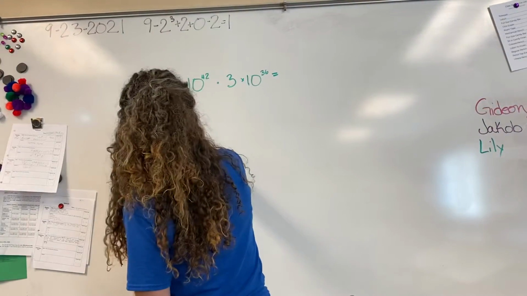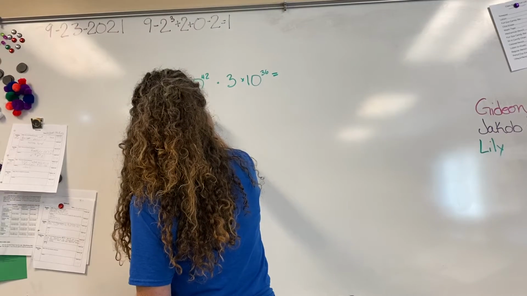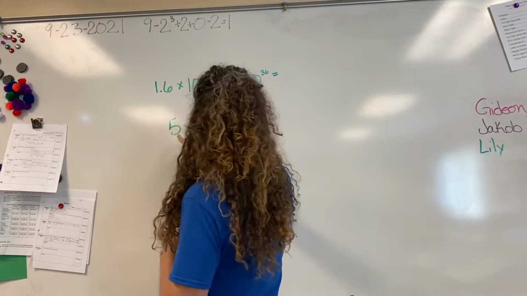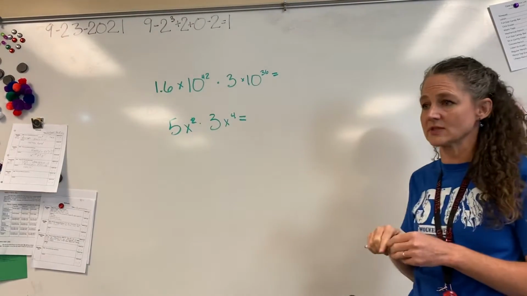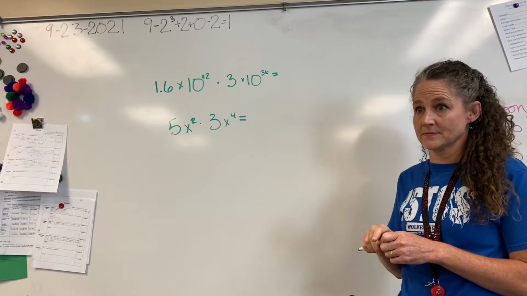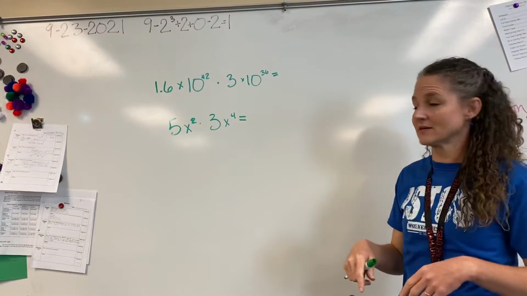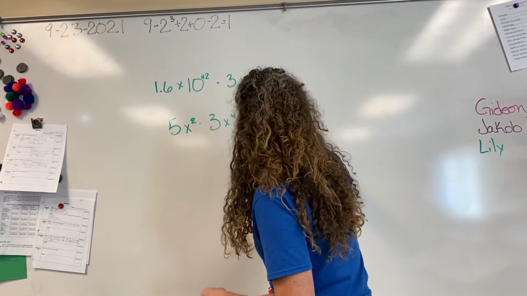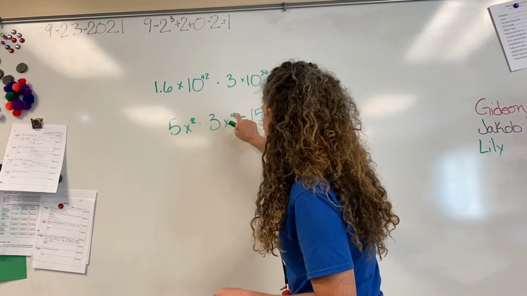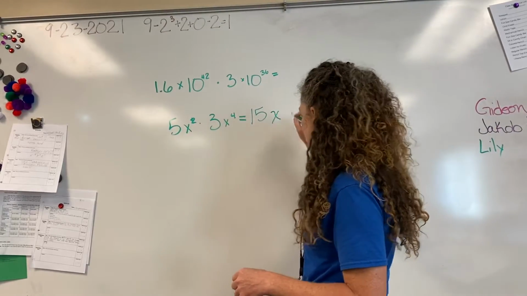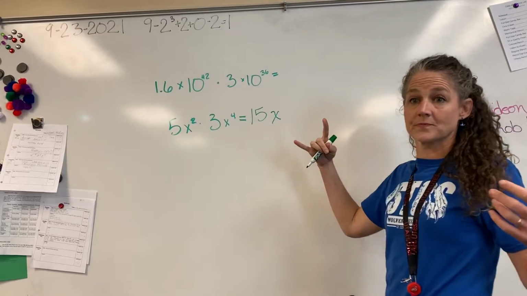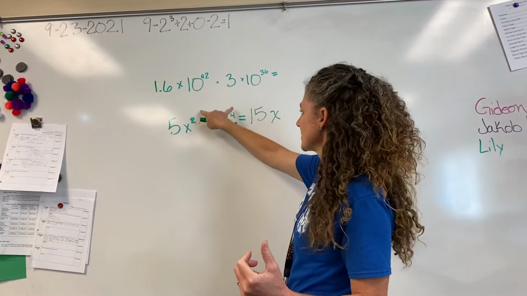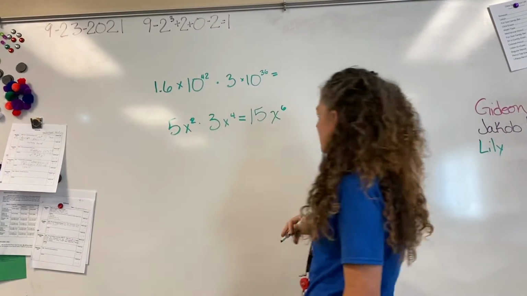This is no different than 5x squared times 3x to the fourth. If I have 5x squared times 3x to the fourth, what do I multiply first? 5 times 3 is what? 15. And then I have my x's, x squared and x to the fourth. So that's x to the what? 6. How did you know it's 6? Because when you're multiplying exponents, you just add them. When I'm multiplying numbers in exponential form, I add the exponent. So 15x to the 6th, okay?